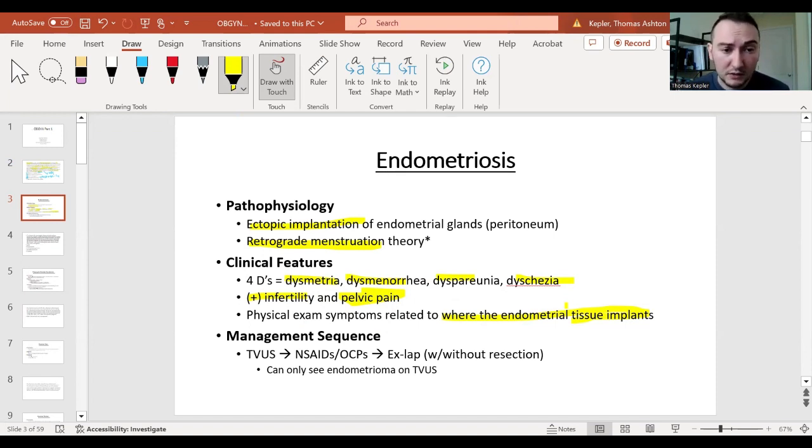As far as managing this goes, you're going to start out with transvaginal ultrasound, then you go to your NSAIDs and OCPs, and then you finish with your XLAB, with or without resection, depending on if you see those ectopic endometrial glands. And remember, you can only see an endometrioma on transvaginal ultrasound. So likely when we do our ultrasound, we're ruling out other things. And if it's negative, we go ahead and we treat. And if they don't get better, then we do the most invasive thing, which is our XLAB.